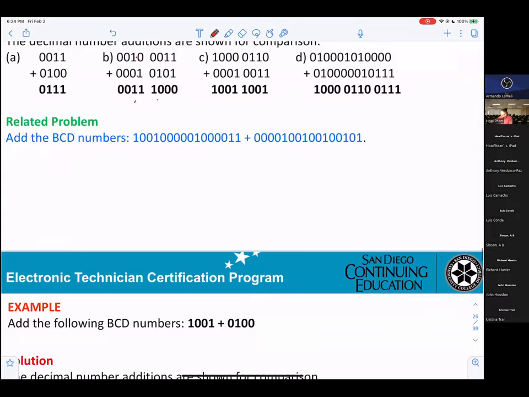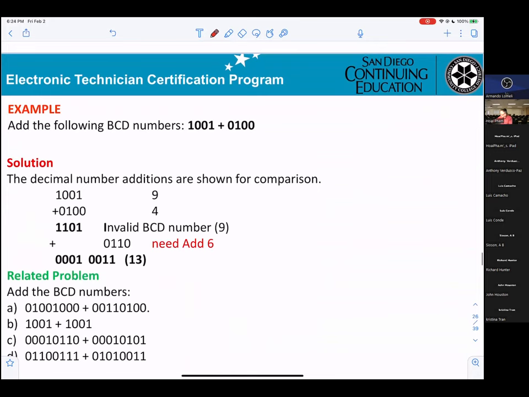And now a little problem right here. You add 1001, number 9, and you add 0100, number 4. Basically, you get 13. You know the BCD cannot be higher than 9. We'll see how they can handle it.